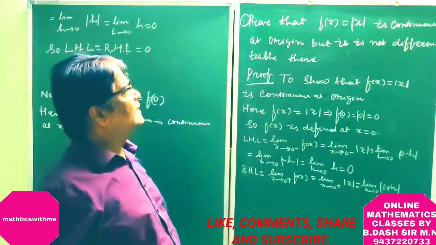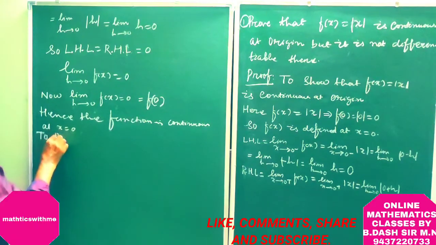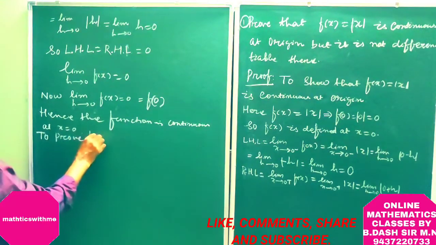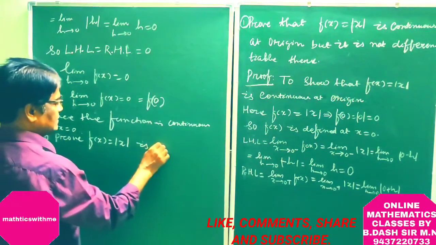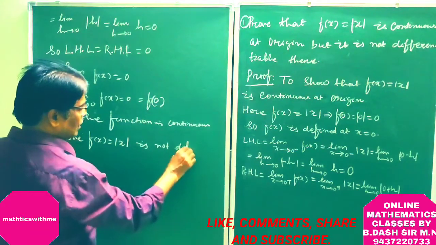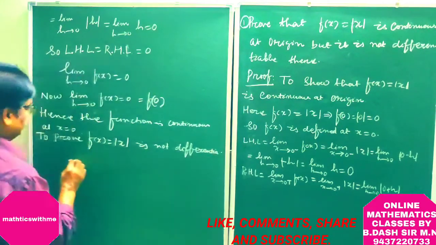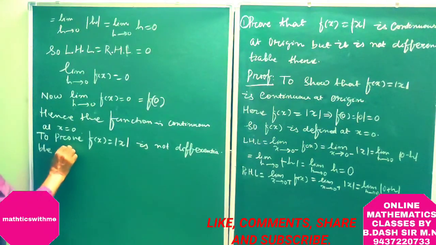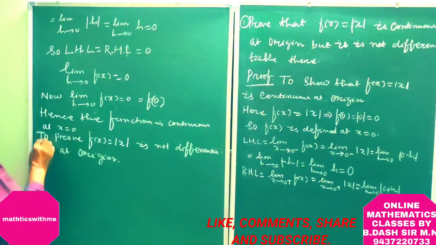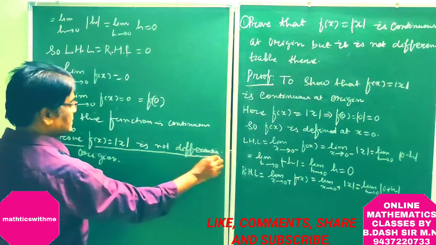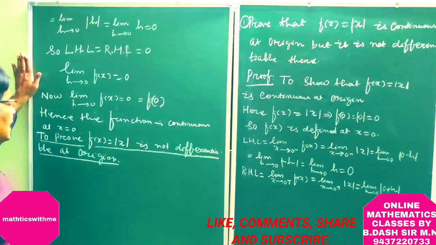In the second part, it is not differentiable there. To prove f(x) is mod x is not differentiable at a origin. So we have to show that f(x) is equal to mod x is not differentiable at a origin.